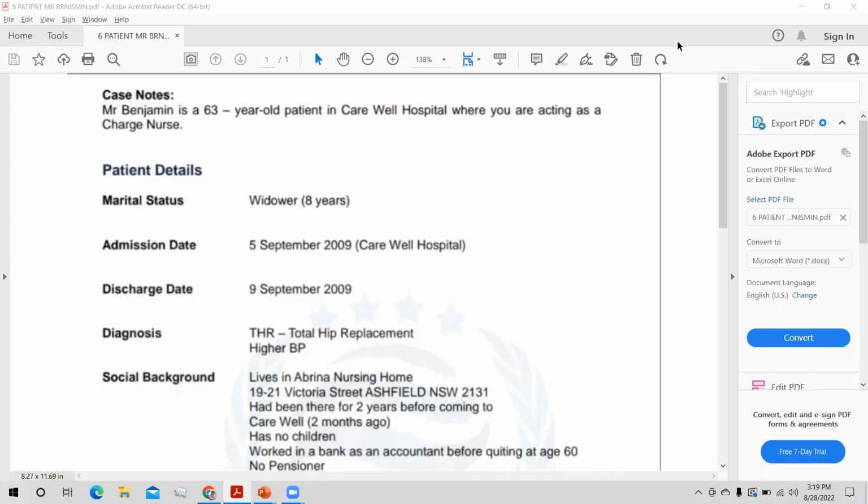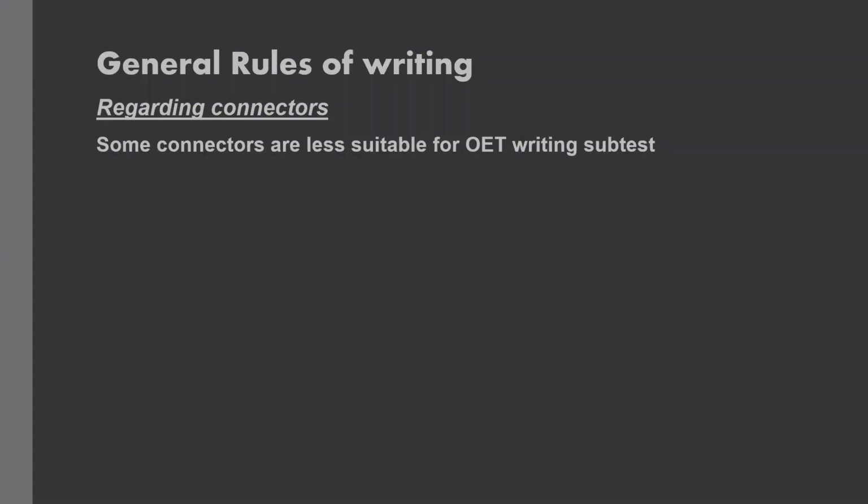Today, we are going to discuss the case note of Benjamin, a 63-year-old patient in Carewell Hospital. Before discussing this case note, I would like to talk about something else, which is the connectors. We know there are some connectors we can use, and definitely there are some connectors we can't use in our OET writing. We can check which we can use and which we can't.